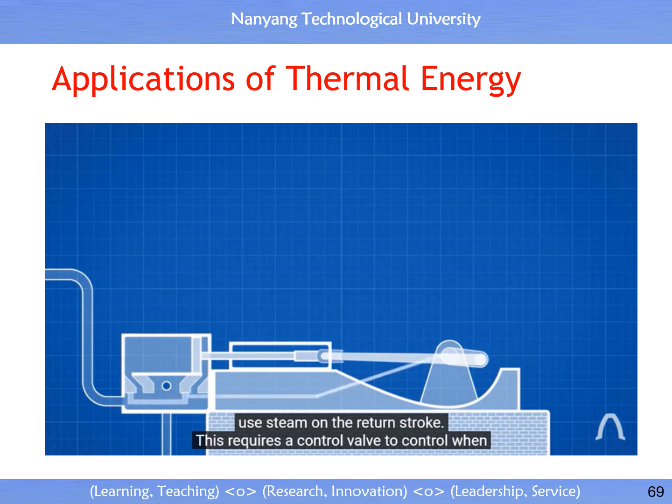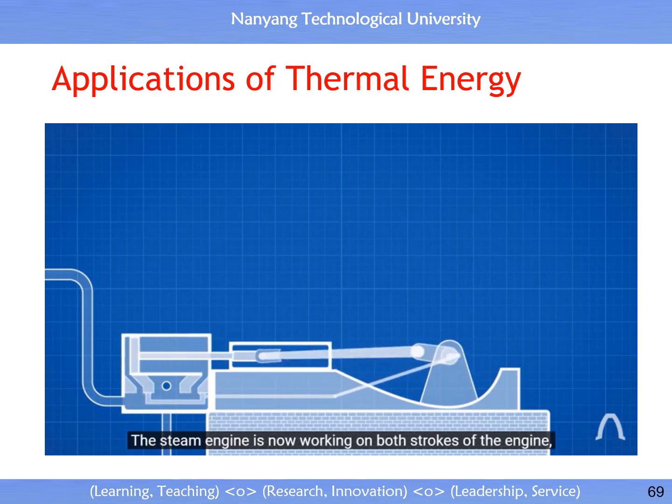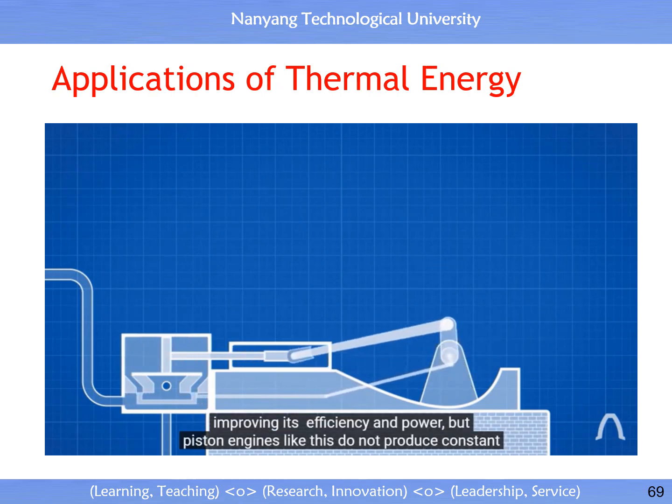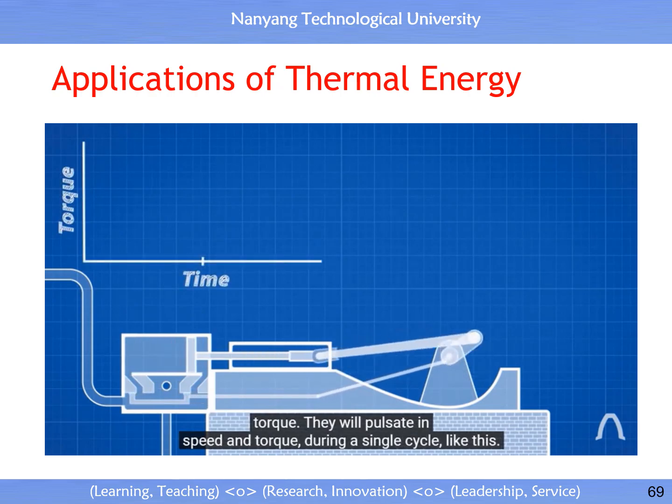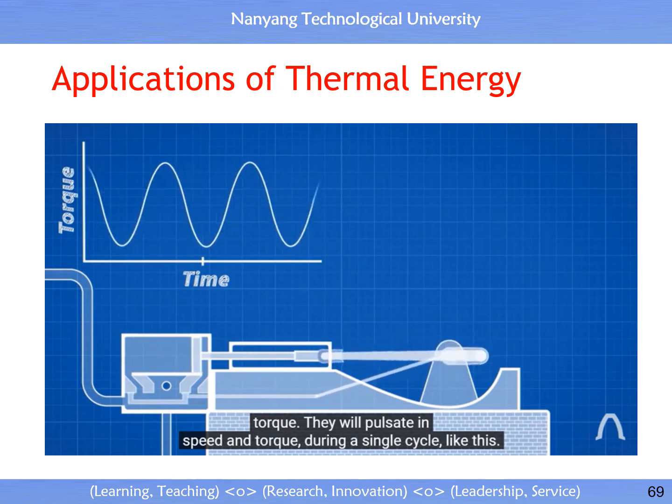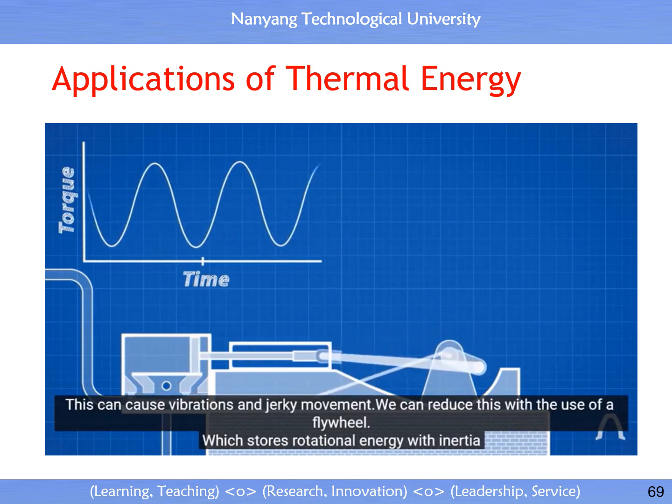This requires a control valve to control when the steam enters and leaves each side of the cylinder. The valve is controlled by a cam. The steam engine is now working on both strokes of the engine, improving its efficiency and power. But piston engines like this do not produce constant torque. They'll pulsate in speed and torque during a single cycle, like this. This can cause vibrations and jerky movement.